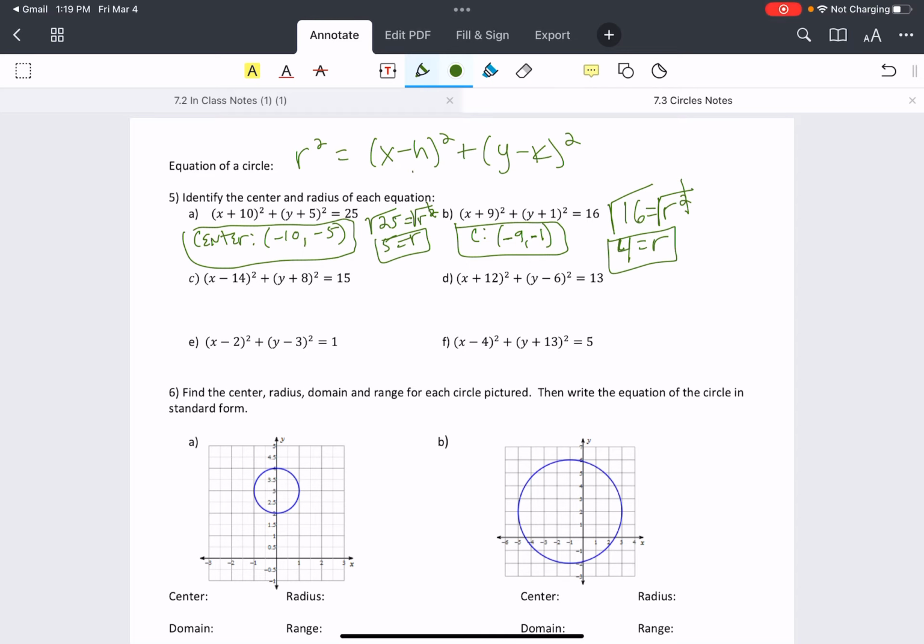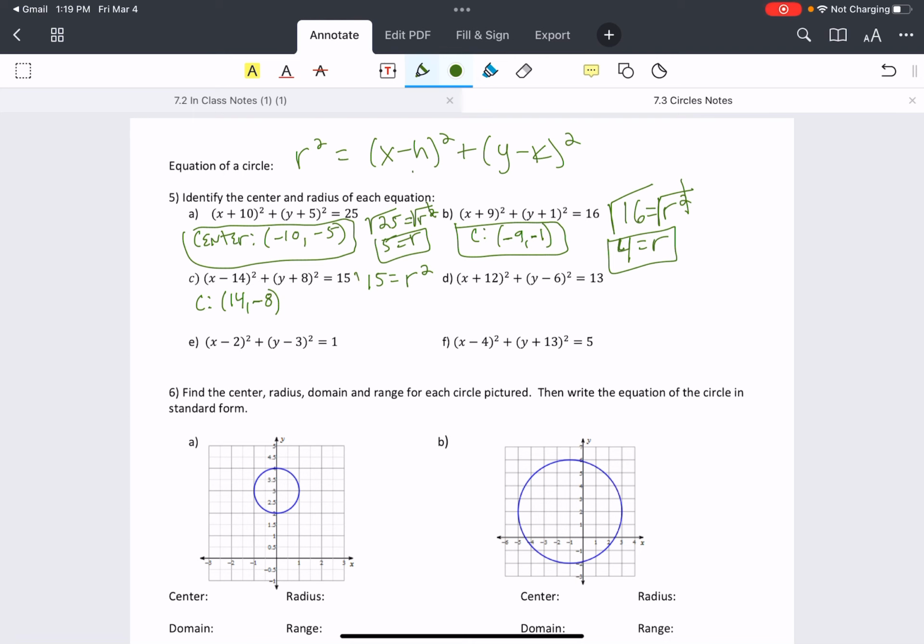We'll do one more together and then I'll have you try one on your own. Okay? Center on C. What's my h? Try again. So close. 14. Always reverse it if it's in parentheses. And then my k? Good. 15 is, careful, that's r squared. That's not my radius. That's my radius squared, right?